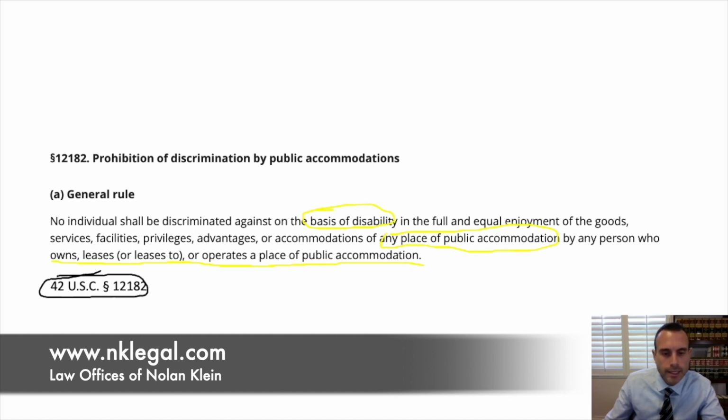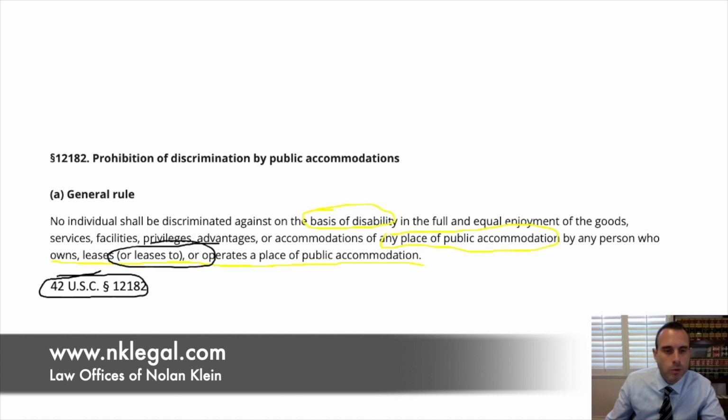And of course, leases to is the operative word for commercial landlords, because landlords are often sued along with their tenants in these cases where we're talking about physical barriers to access, or operates a place of public accommodation. So if someone is operating in a space and they're operating a place of public accommodation, but they don't happen to be the tenant or the landlord in the space, there nonetheless is liability created for them.